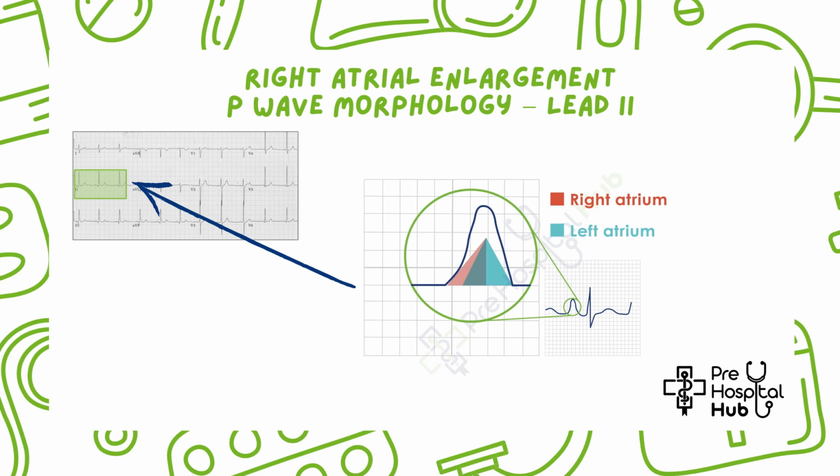at the same time for a longer time, so hence the amplitude of the P wave is going to get larger. As mentioned, the larger amplitude, as now the two waveforms are combined, so the amplitude is going to be greater than 2.5 millimeters, and the duration remains unchanged, less than 120 milliseconds.